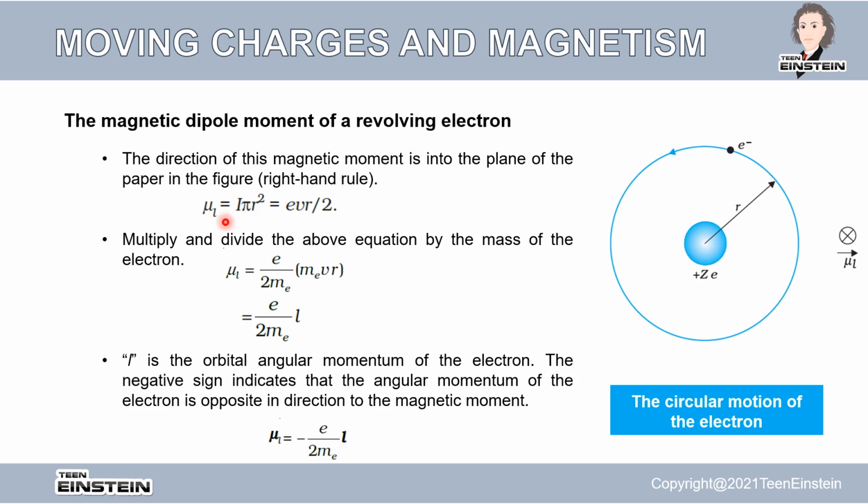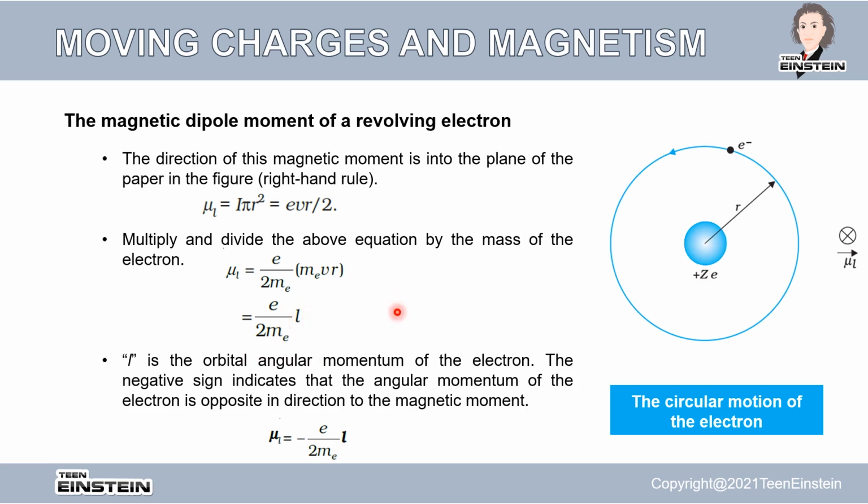Now the value is evr by 2. Let's take the mass of the electron, and multiply and divide by it. Then we have e by 2me into mvr. See, mv is the linear momentum, and r is the radius. If you multiply the radius with the linear momentum, you will get the angular momentum. So L is nothing but the orbital angular momentum of the electron.